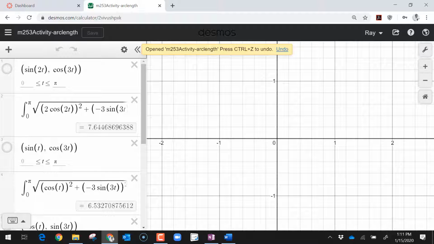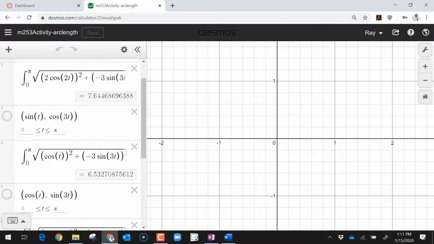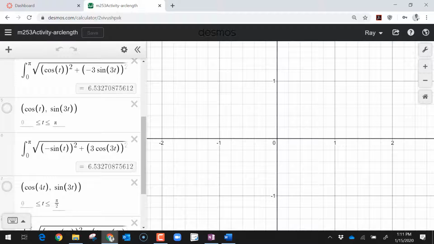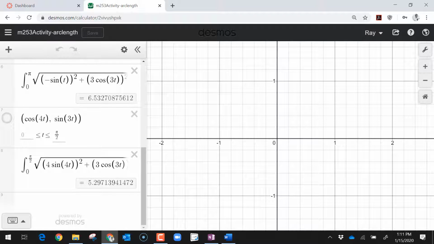Just to show you, I was told that you can also do integrals in Desmos, which is kind of cool. Here's the first one, groups 1 and 5. You got a 7.644-ish. Groups 2 and 6 should have gotten about 6.5, which is almost the same, or maybe exactly the same as the next group, group 3, group 7, and group 4 and group 8. We're looking at about a 5.2-ish.